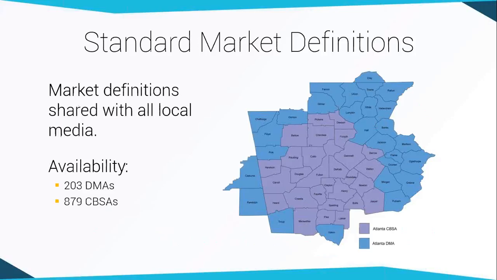So I touched on standard market definitions. This is a sample. This is Atlanta. You can see in the purple the Atlanta CBSA, and in the blue the Atlanta DMA. I'm going to remind us of this whenever I go into the ADS system: let's say we're in Atlanta and an advertiser only wants advertising in Clayton. That's okay. We shouldn't just go into the system and pull based on the Clayton county lines, because it's only going to give us impressions and ratings from people that live in Clayton.